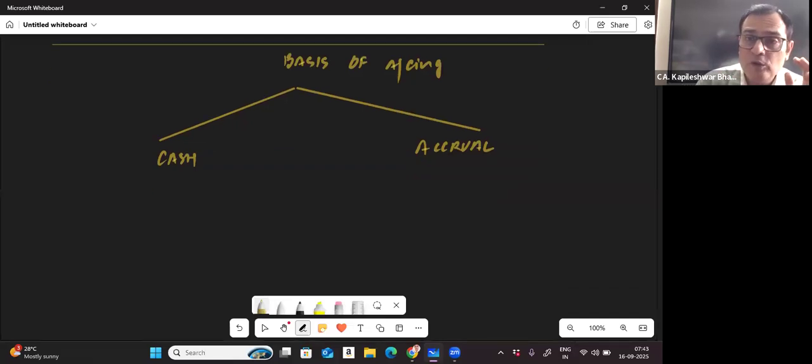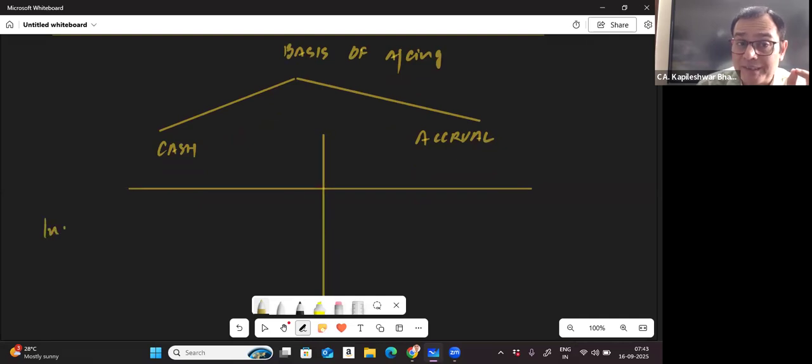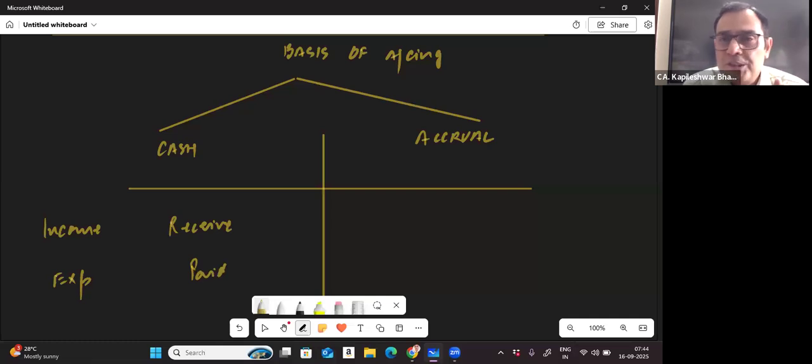Now, when you look at a cash and accrual basis, it applies to income and expense, mind you. I did not say asset and liability. When a company follows a cash basis, you record the income when you receive it. You record an expense when it is paid. There is actual inflow and outflow of cash, then I record the income and expense.